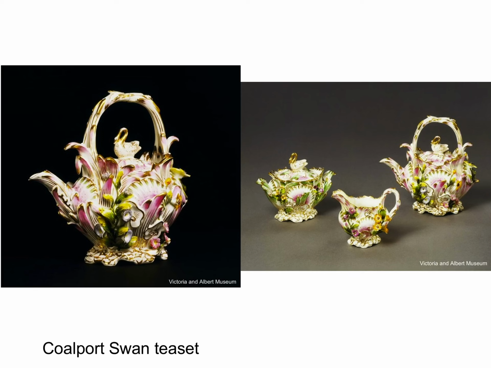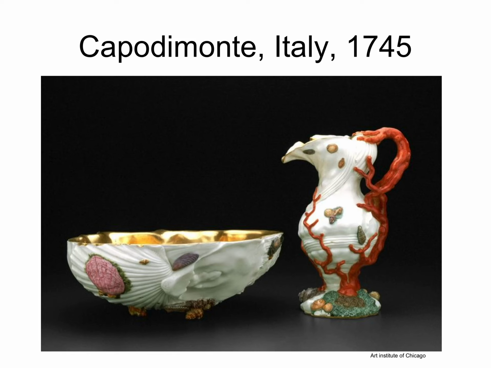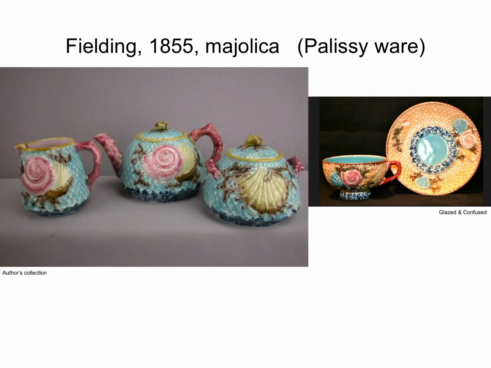This is a beautiful swan tea set made at Copeland in England in the 19th century. This wonderful example in early Italian porcelain at Capodimonte, now at the Art Institute of Chicago, with corals and shells and all kinds of references to underwater. An example of Maiolica made by Fielding in 1855.